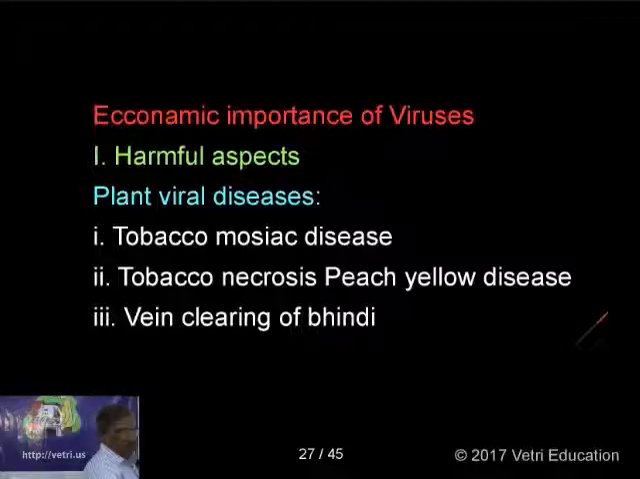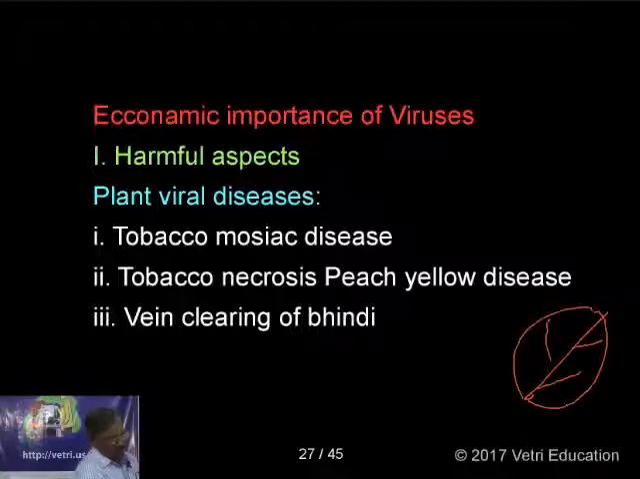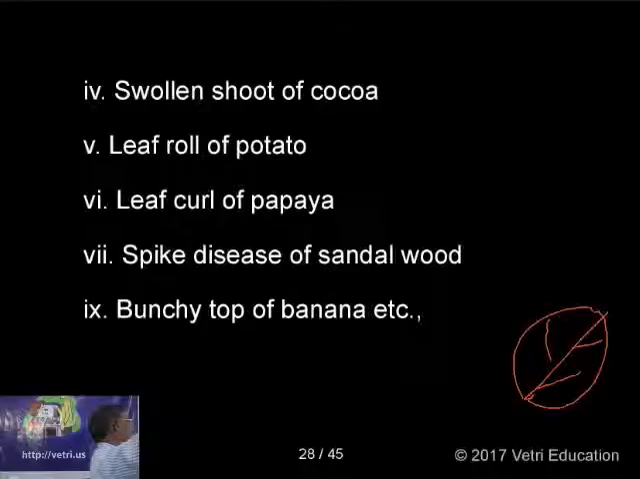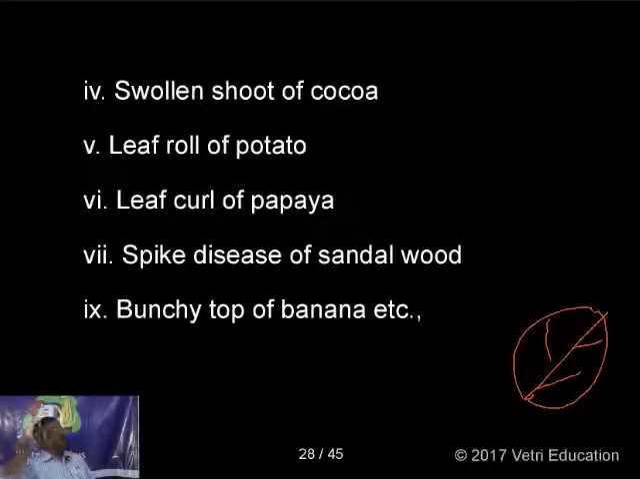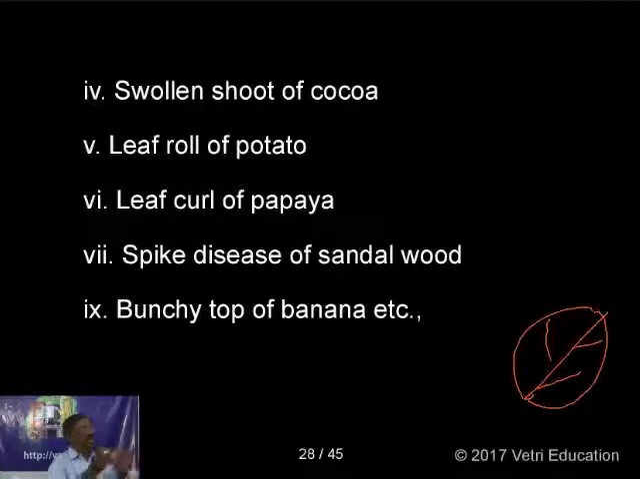So here the vein clearing. And the leaf, you know already, is having veins. On the vein and both sides of the vein, chlorosis develops. Chlorosis means the death of the chlorophyll by this virus, so that the vein is clear. That is called vein clearing disease in the lady's finger plant. And swollen shoot of cocoa, that is the theobroma plant. Swollen shoot, the stem becomes swollen, that is the disease.